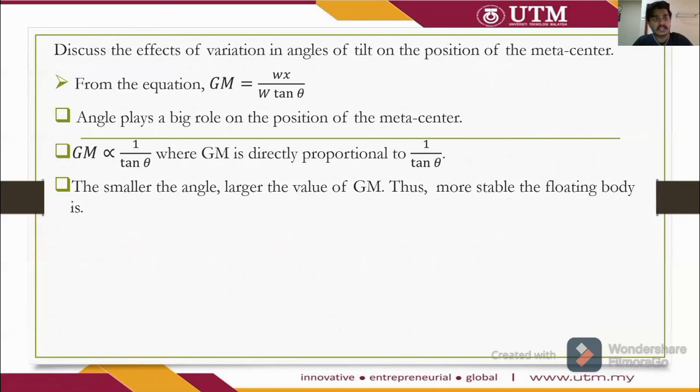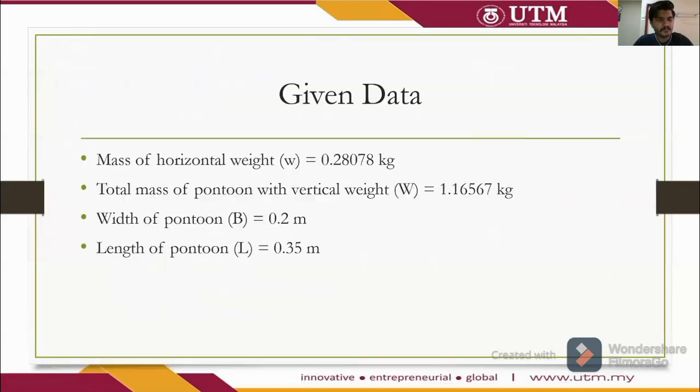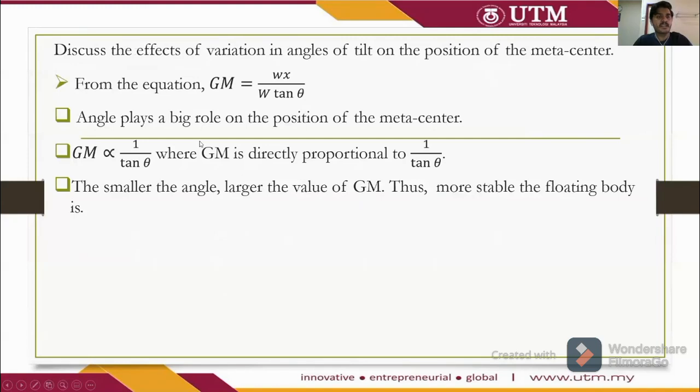This will be our last discussion: the effect of variation in the angle of tilt on the position of the metacenter. From the equation, GM equals w x over W tangent theta, where small w is the mass of the horizontal weight and capital W is the total mass of the pontoon with vertical weight. The angle plays a big role on the position of the metacenter. We can see the angle affects the results a lot.